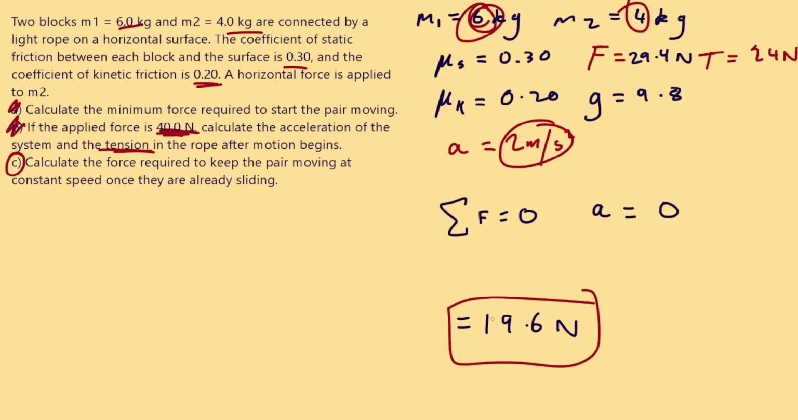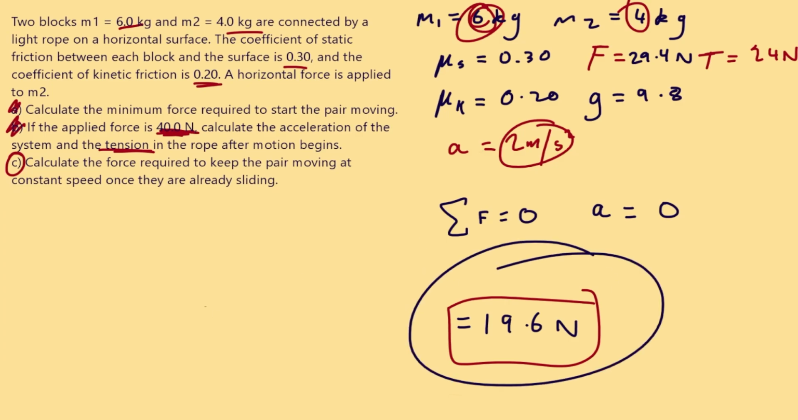You might think 19.6 newtons, that's less than our threshold. How are we moving? Well, that's exactly correct. This is normal, because once you're already sliding, it requires less force to keep sliding. So the math checks out. That is the final problem.